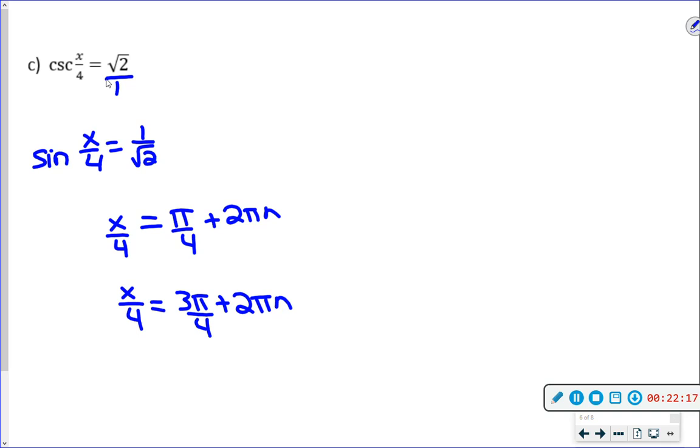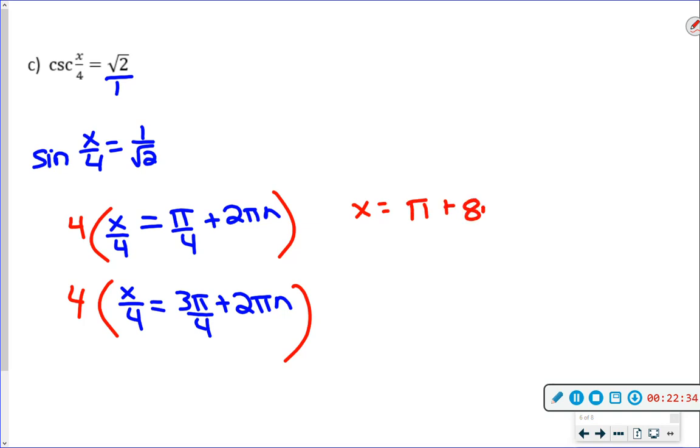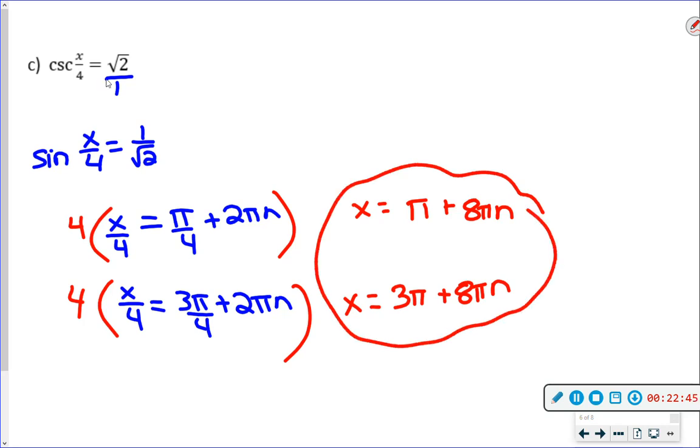And of course, your little extra mental math step to get rid of the over 4. You're just going to times everything by 4, which do it in your head, obviously. So I'm going to have x equals pi plus 8 pi n. That's fun. And then I'm going to have x equals 3 pi plus 8 pi n. Got it. Any questions on that?